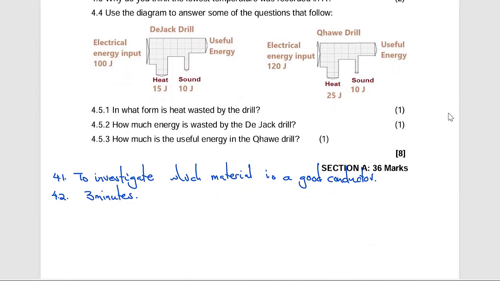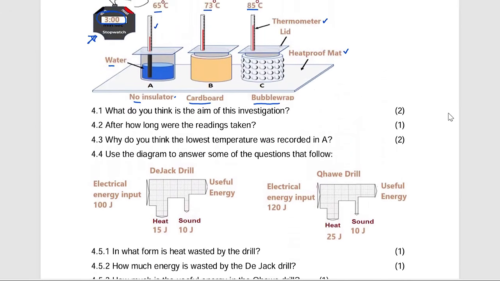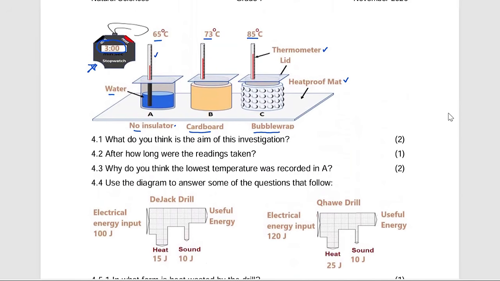Okay. Then moving on to 4.3. So 4.3 says, why do you think the lowest temperature was recorded in A, right? So you can see A has the lowest temperature, while C has got the highest temperature there, right? So now, what's the reason behind that, right?